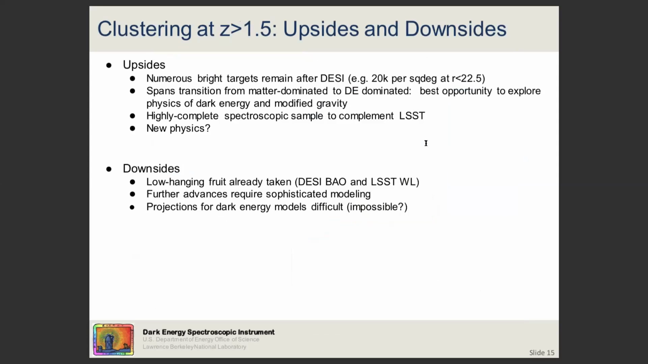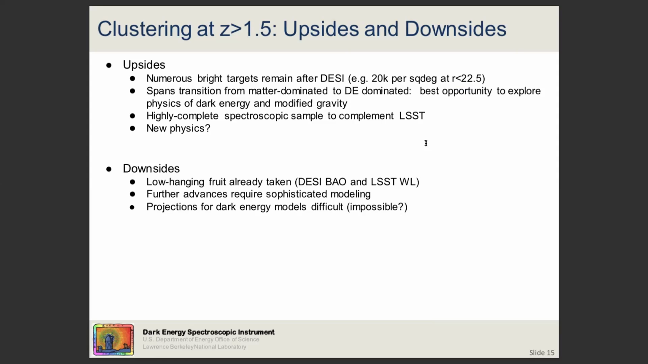Now, again, upsides and downsides. On the upsides, there are lots of targets available from imaging data. That's easy. The other upside is this is the regime where you can span the transition from matter dominated to dark energy dominated and make a new generation of experiment exploring dark energy. It can complement LSST. This is where LSST's sweet spot is from the weak lensing science. And it's possible there's new physics in this regime.